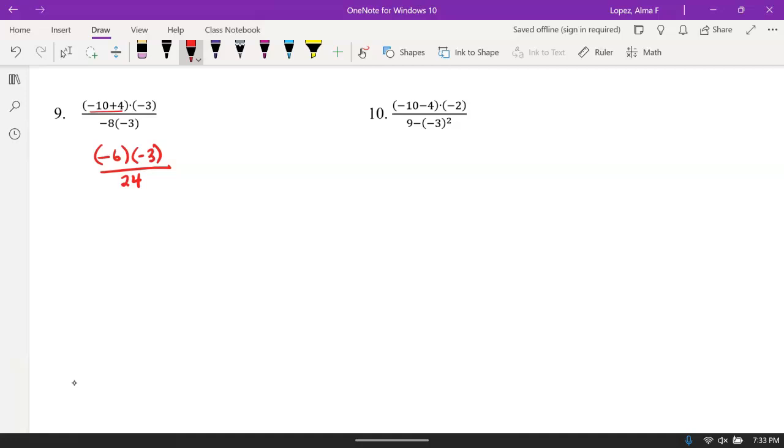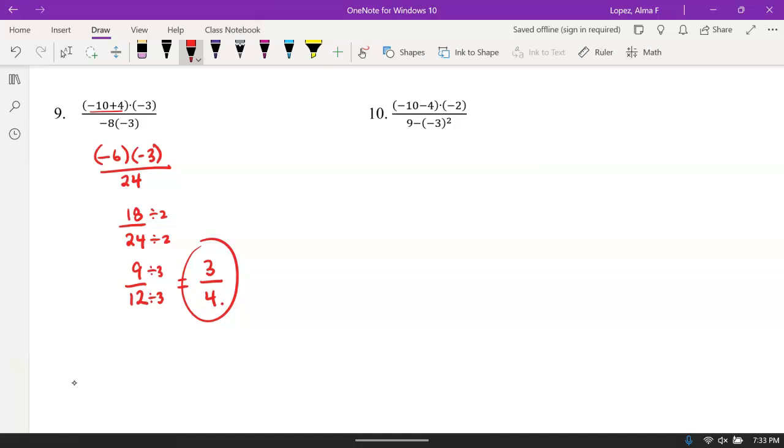Now we have, to finish the numerator, negative 6 times negative 3. That's a positive 18 over 24. And we do want to go ahead and reduce our answer. I can tell that they're both even, so I'm going to start by dividing top and bottom by 2. That gives me 9 over 12. Well, 9 over 12 can be reduced a little bit further by 3. So I'm going to divide top and bottom by 3. And I'm going to get 9 divided by 3 is 3. 12 divided by 3 is 4. And there's my final answer.